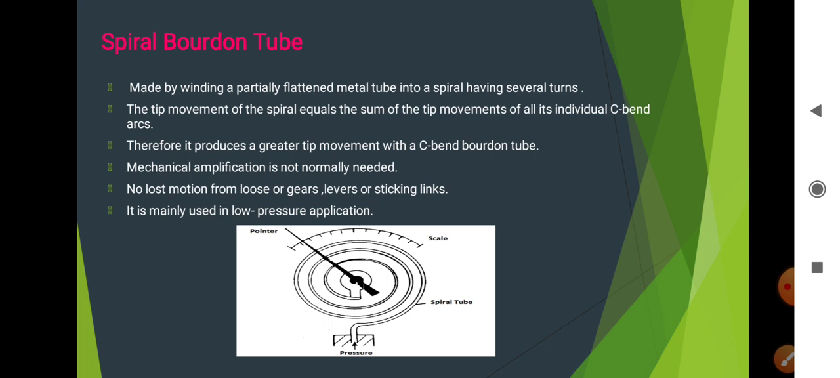Okay, so here the tip movement is large. That's why we cannot use it for high pressure applications. This spiral Bourdon tube we can use for low pressure applications. Because of all this, the sensitivity and accuracy are also higher than the C-type Bourdon tube.